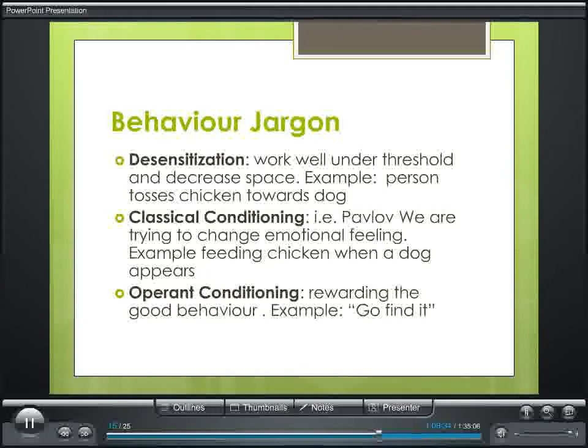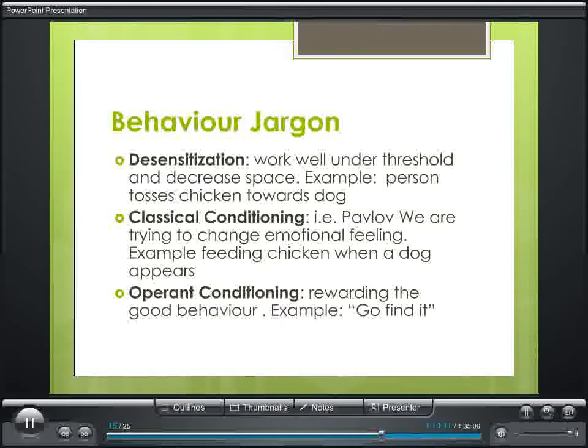Now, we often pair up desensitization with counter conditioning. For example, instead of just moving the dog gradually closer to the children, we would pair that up with, when the children appear, we would give the dog a tasty food treat. Two other methods of training that we use often are classical conditioning and operant conditioning. Now remember, conditioning is just simply another word for learning. Basically, the difference between classical and operant conditioning is this. With classical conditioning, we are freely giving the dog something good, for example food, which is a primary reinforcer.